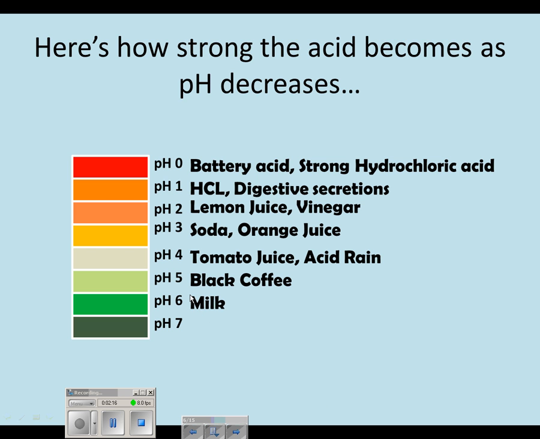So milk has a pH of about 6 and black coffee about 5. And we go all the way down to lemon juice and vinegar, that's about pH of 2. Battery acid and strong hydrochloric acid are going to be around 0. And in our stomach, these digestive secretions, we're looking at a pH of 1. So that's a lot of acid.